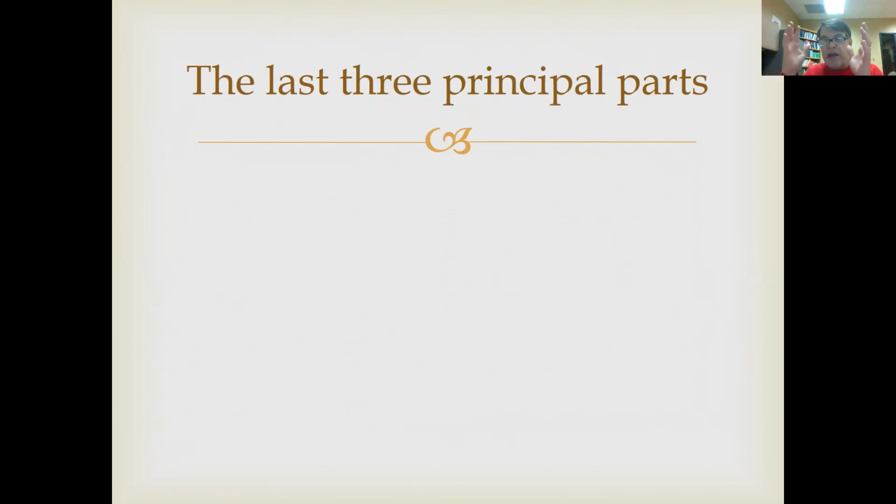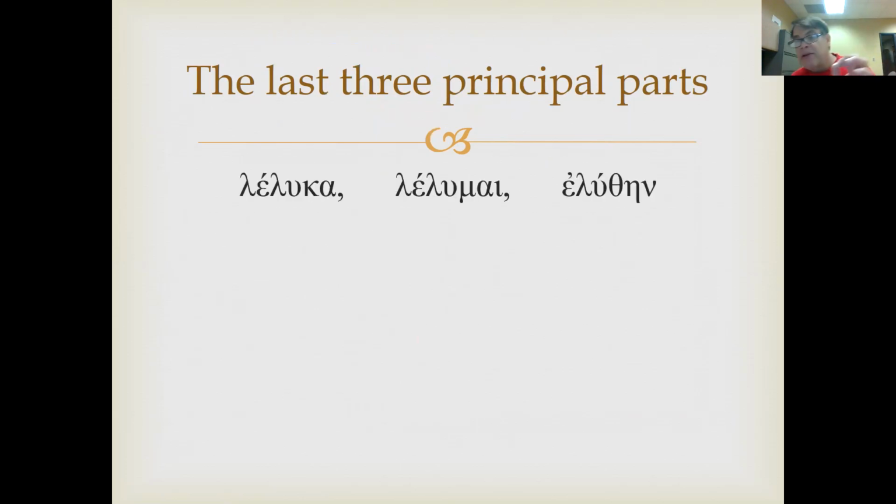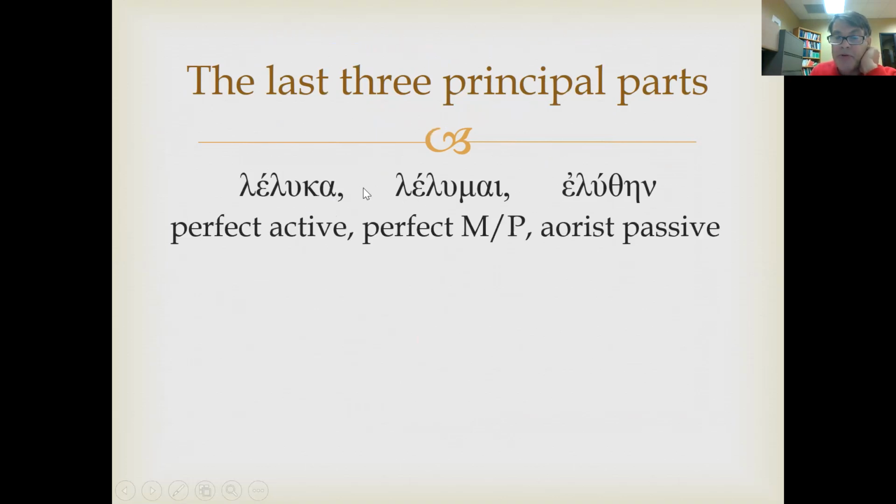So for any particular Greek verb, you can recognize any form of a Greek verb if you know its six principal parts. Okay, we've had the first three: luo, luso, elusa; leluka, lelumai, eluthane. So these are the last three here. These two here are the perfect stems, and you can see what they do. This is the perfect active stem. This is the perfect middle or passive stem, and then in a second I'll tell you about the aorist passive stem.